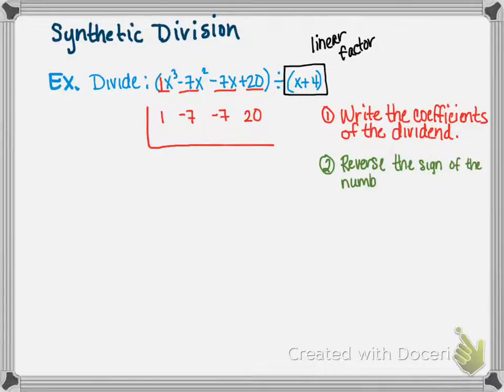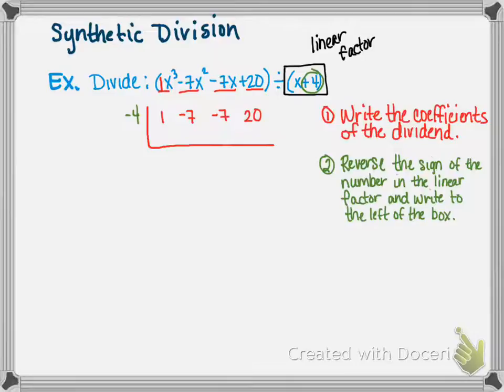And second, let's reverse the sign of the number in the linear factor and write it to the left. So in the linear factor we have x plus 4. We're going to write -4 to the left.